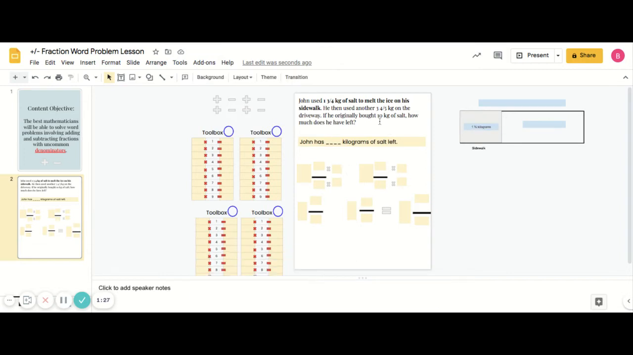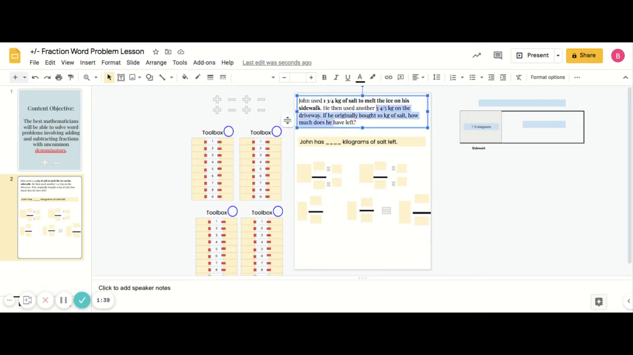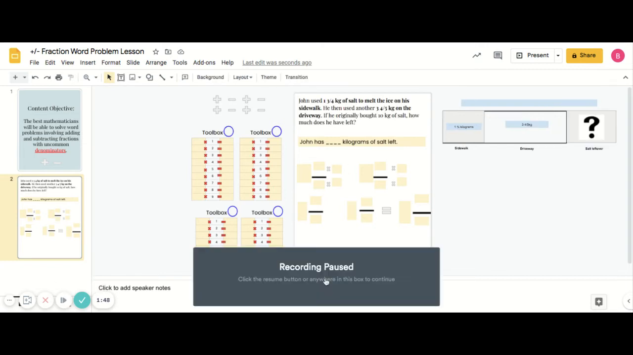Now we're going to go back to the word problem and find another key piece of information here. Well, it says that he used another 3 4/5 kilograms on the driveway. So we are going to take this piece of information and put it in this side of our tape diagram. So again, he used 3 4/5 kilograms on the driveway.